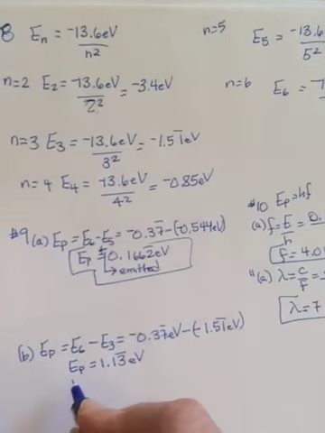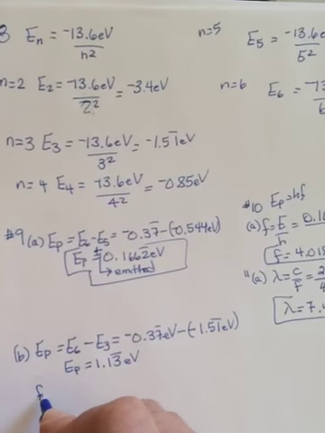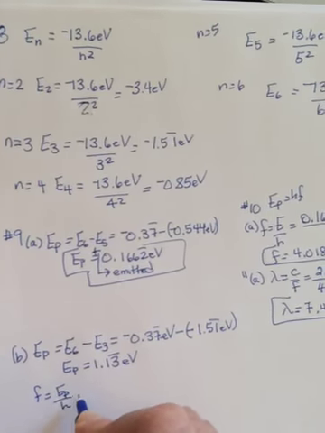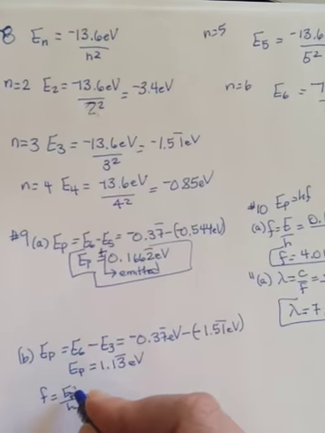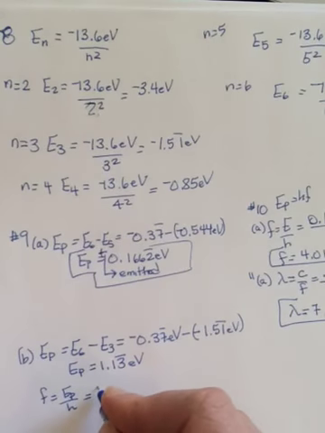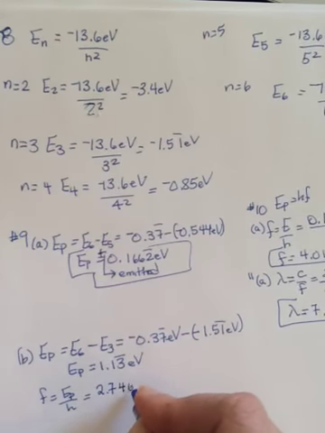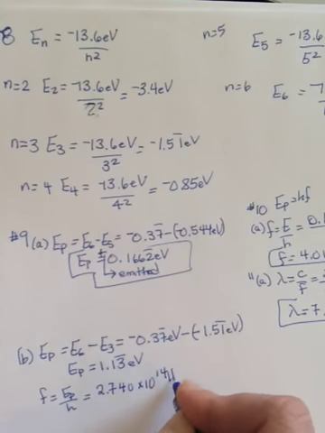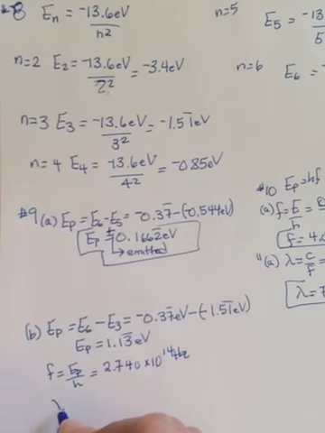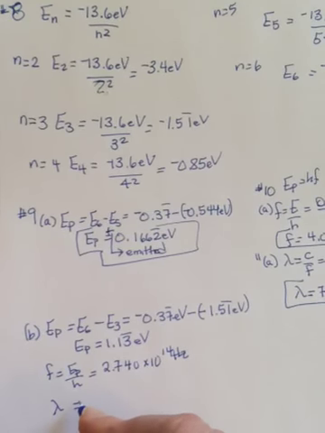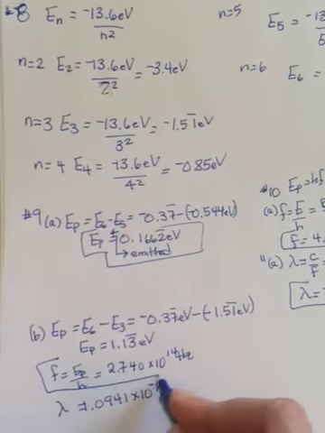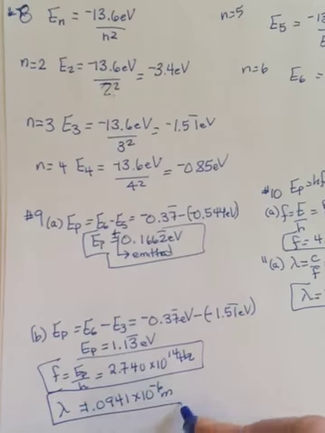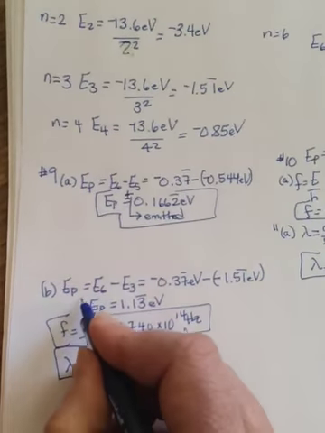Then use that to find your f in exactly the same way. f is equal to EP over h. I'm going to jump ahead here. Don't forget to multiply by the conversion factor. And you get an f of 2.740 times 10 to the 14th hertz. Then you go to lambda, and you get a lambda for B of 1.0941 times 10 to the negative 6 meters. So this is the answer for 10B and 11B, and this is 9B.